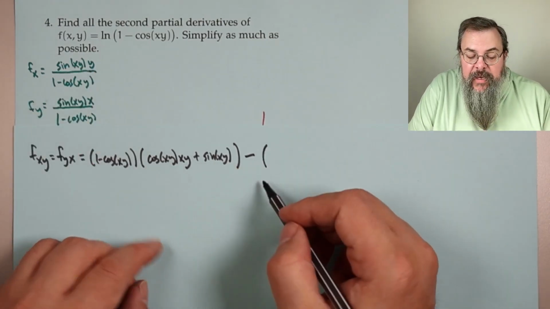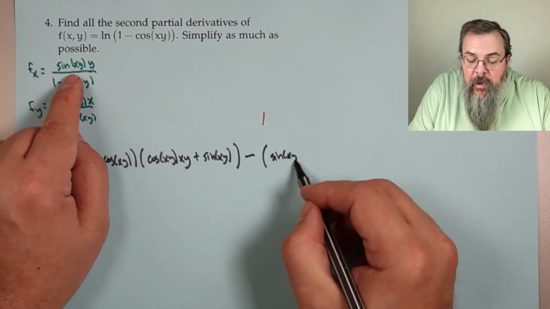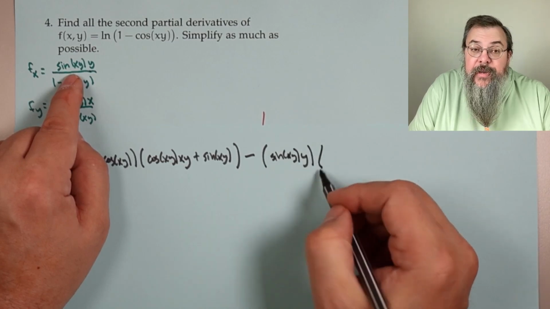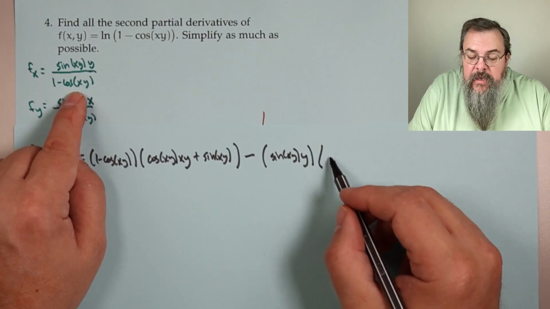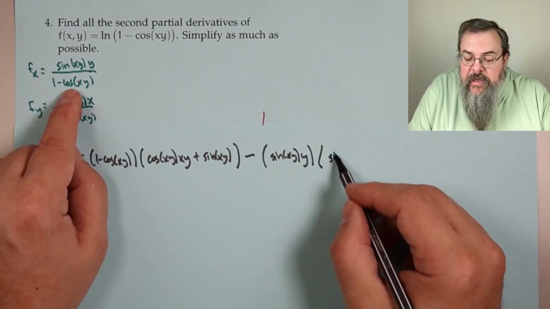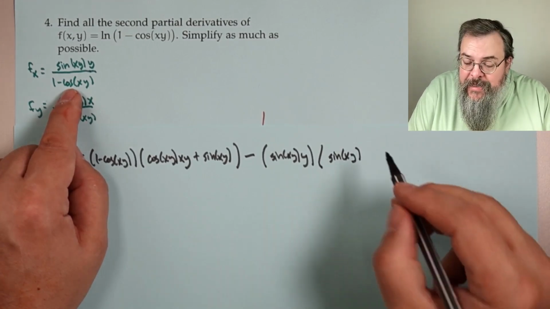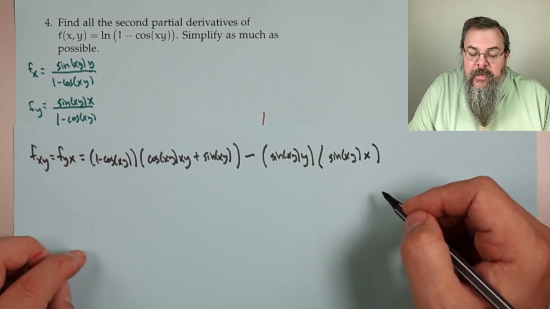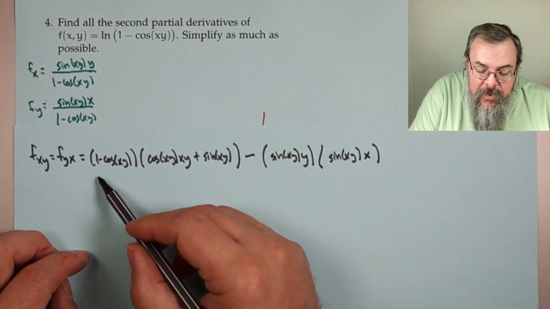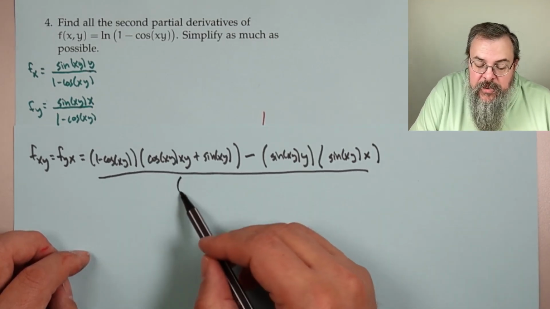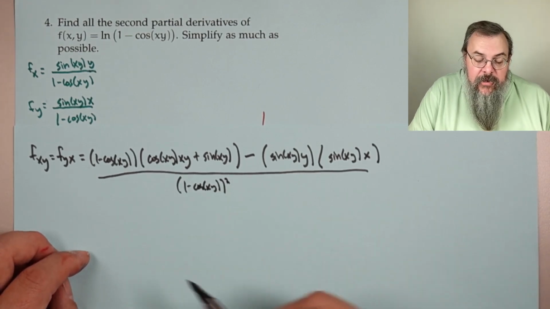Minus, okay, so low d high, minus high d low. So high is sine xy, and we're taking the derivative with respect to y. So the derivative of the low, 1 minus cosine xy, becomes positive sine xy, and the derivative of sine of xy with respect to y is x. Nice. Good, good, good. All over the bottom term, 1 minus cosine xy squared.